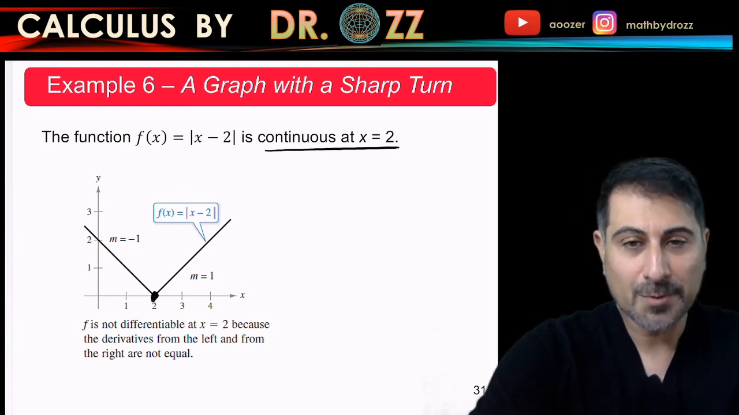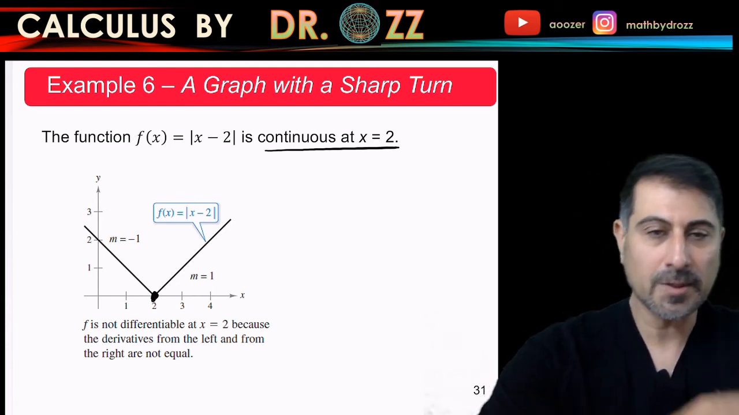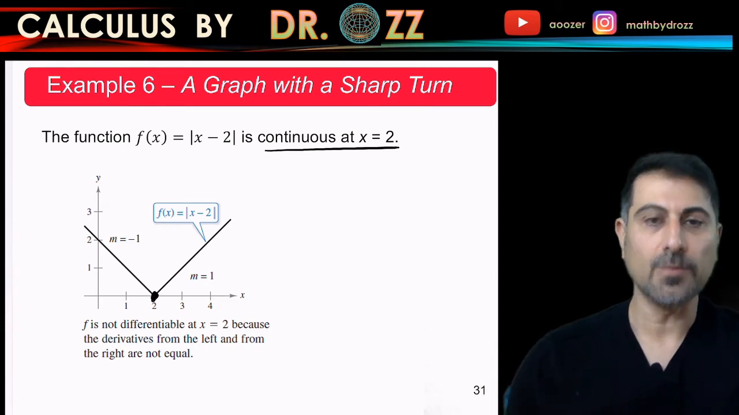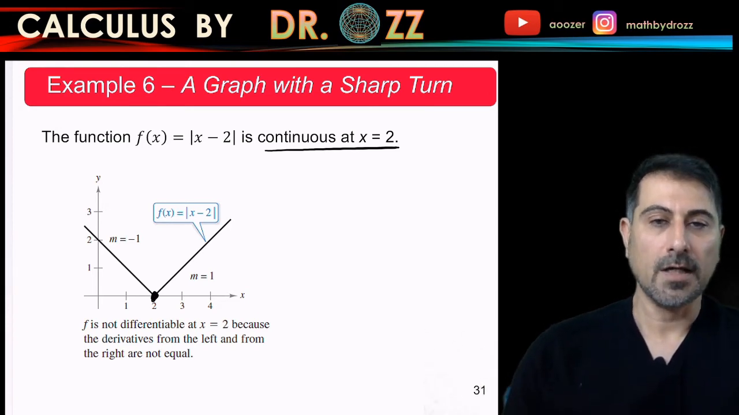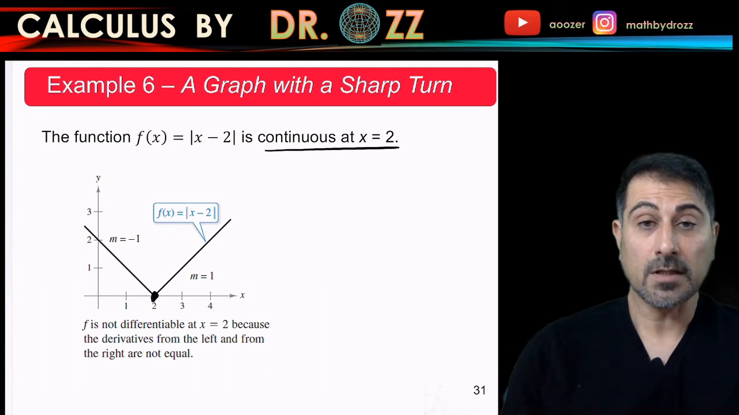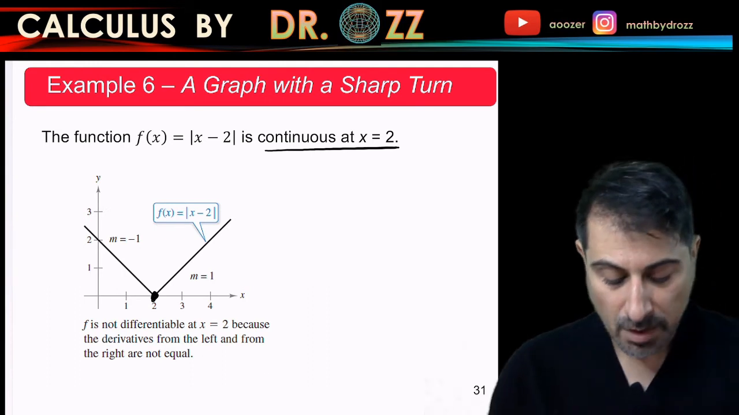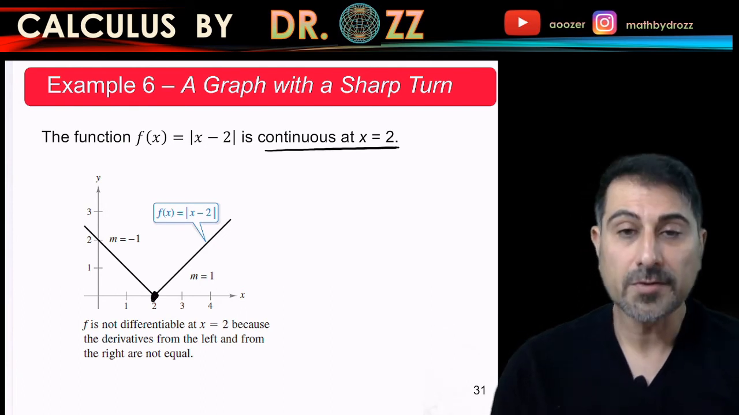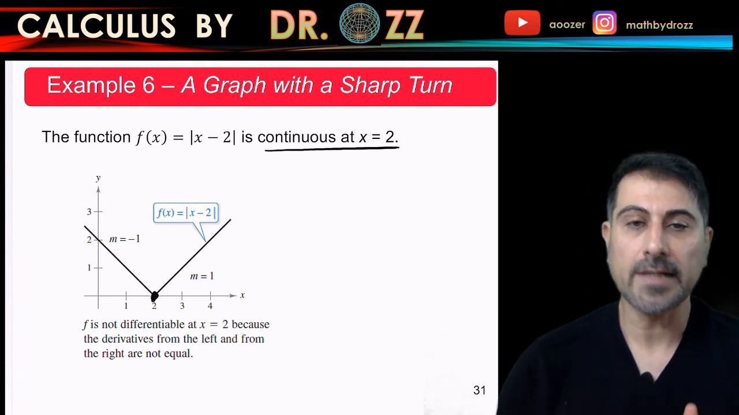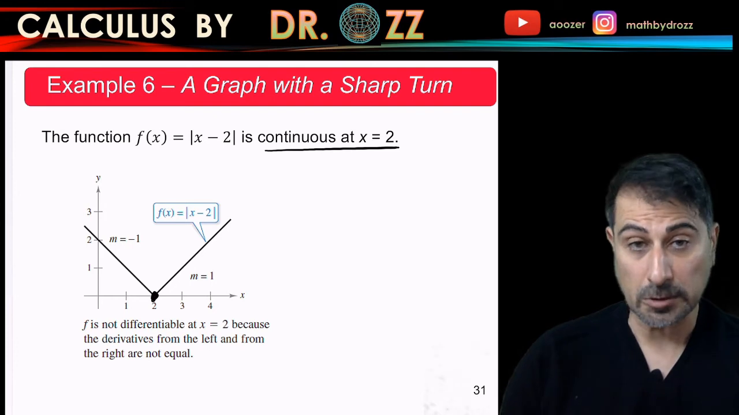But now we're going to prove that f is not differentiable. So continuity is not a guarantee for differentiability. In fact, you can construct lots of continuous functions that are not differentiable. Okay, so here we go. Let's try to use the limit definition to show that this function is differentiable at x equals 2.